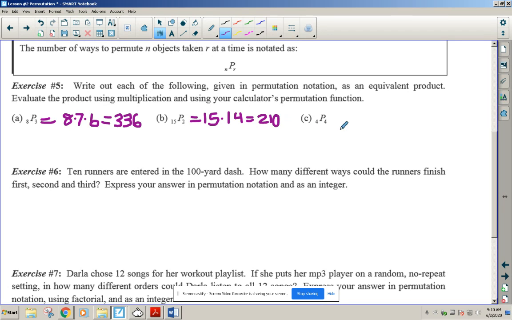Now, type in, if you will, 4P4. 4P4 gives you 24 because you had 4 numbers and you picked all 4 of those numbers. When you pick everything you were given, that's actually called a factorial, and that looks like this. This looks like 4 factorial. And 4 factorial means out of all the 4 numbers you were given, you picked all of them. And there you get 24.